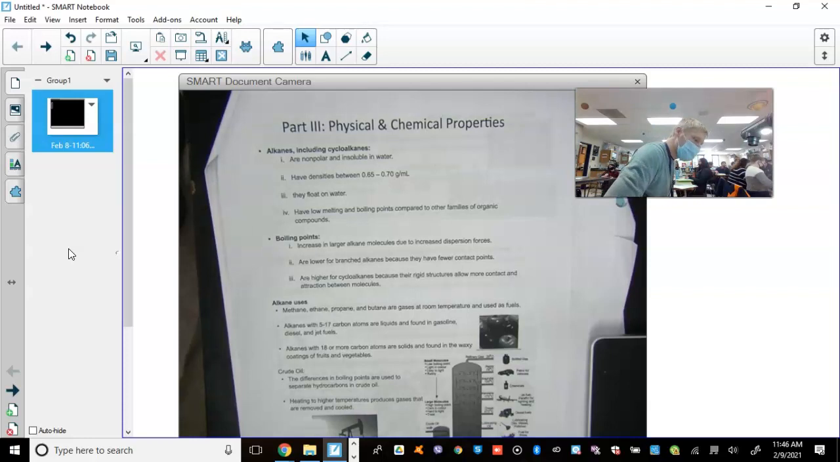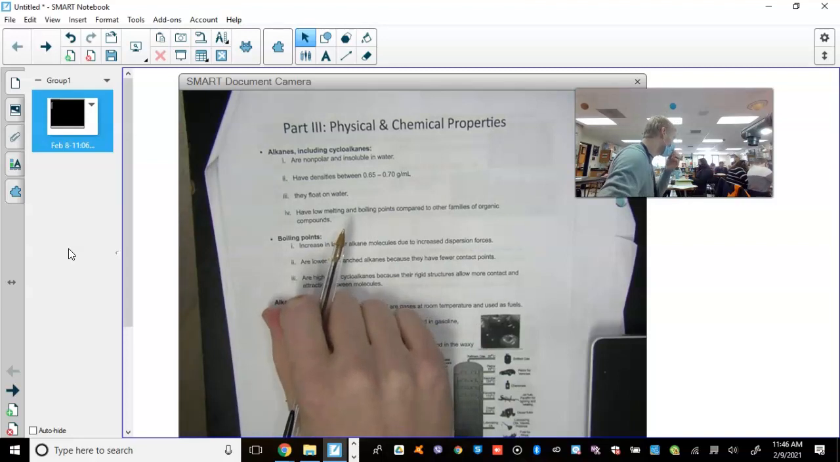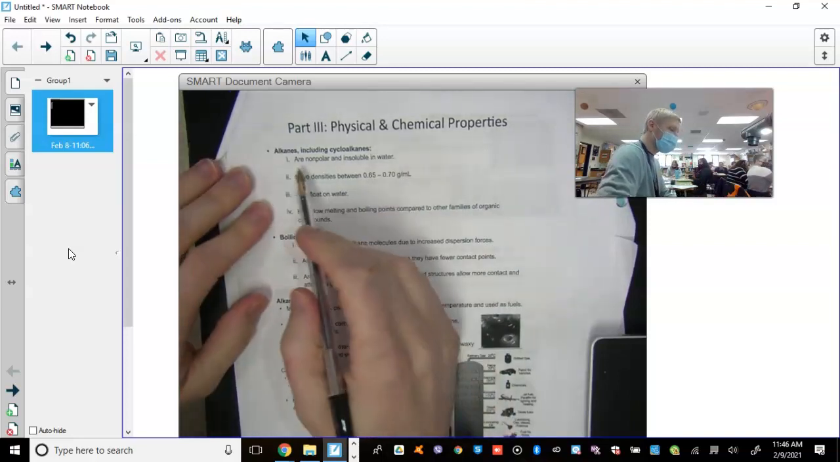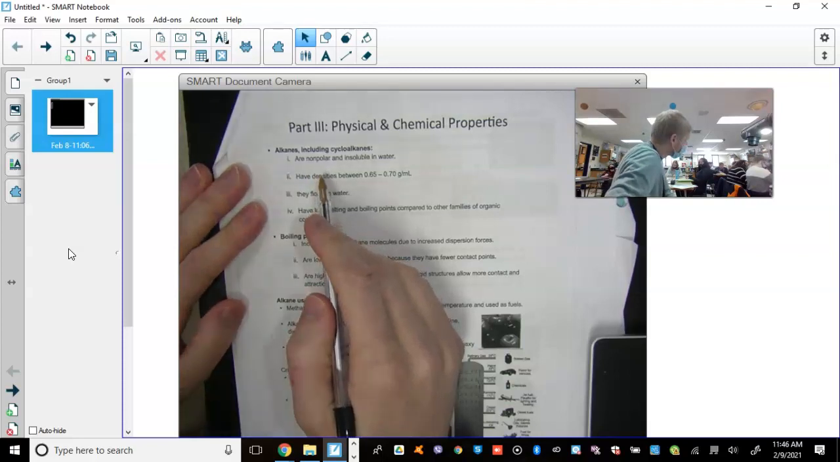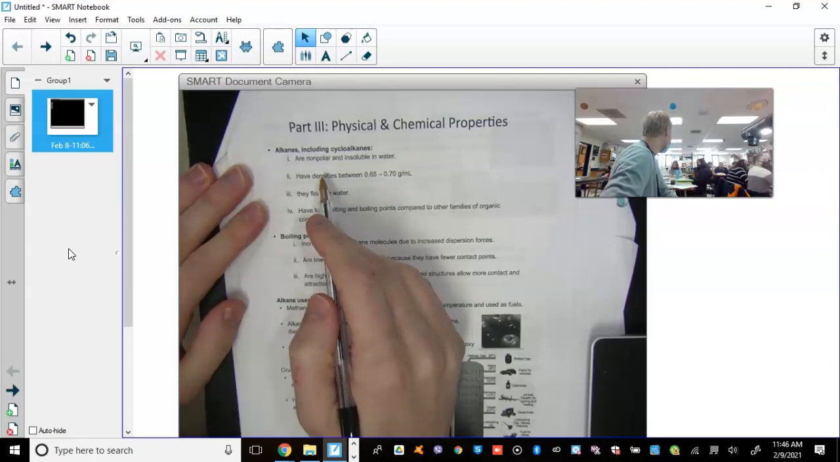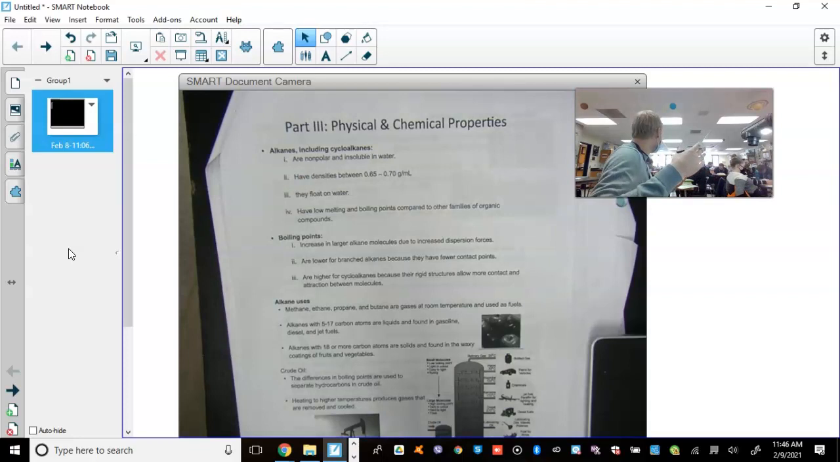All right, so what we got right here are alkanes, including cycloalkanes. Just some basically facts, descriptors about them. They are nonpolar, which means their electrons are equally shared. So there's no dipole moment. Do we talk about intermolecular forces? Does that ring a bell?